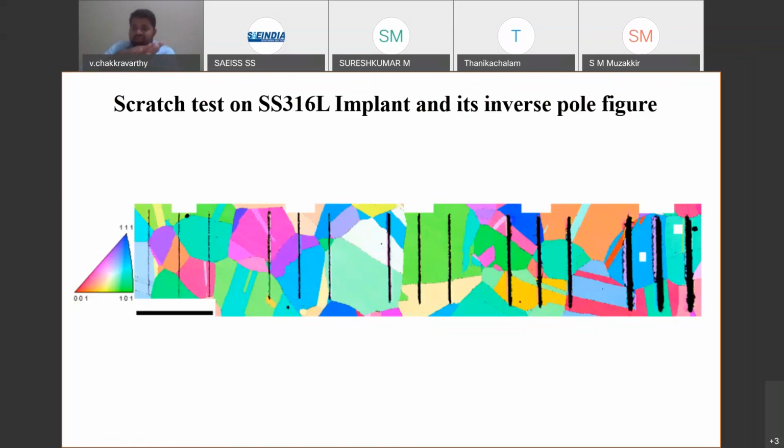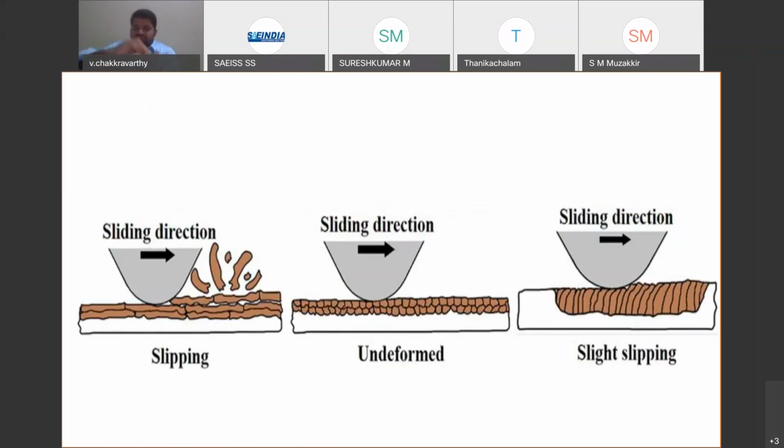If your grains are grown in a particular direction, and you are sliding in that same direction, then your grains will delaminate very quickly. If you are sliding in a direction perpendicular to the grain growth, then obviously the wear resistance will be higher. So the sliding direction, like one implant over the other implant, is also very important. In what direction it is going to slide will be a deciding factor of your wear resistance property. Tribological property is nothing but the wear resistance property. Okay.